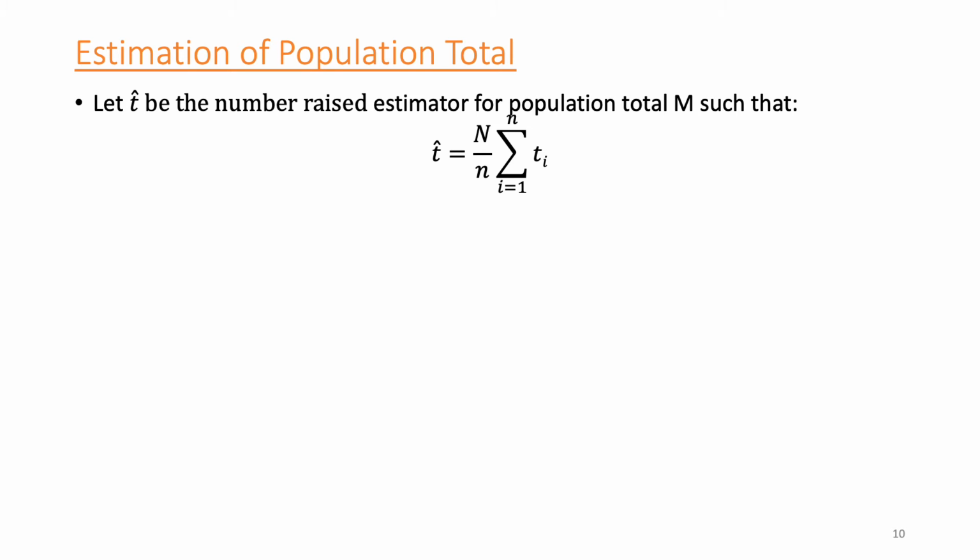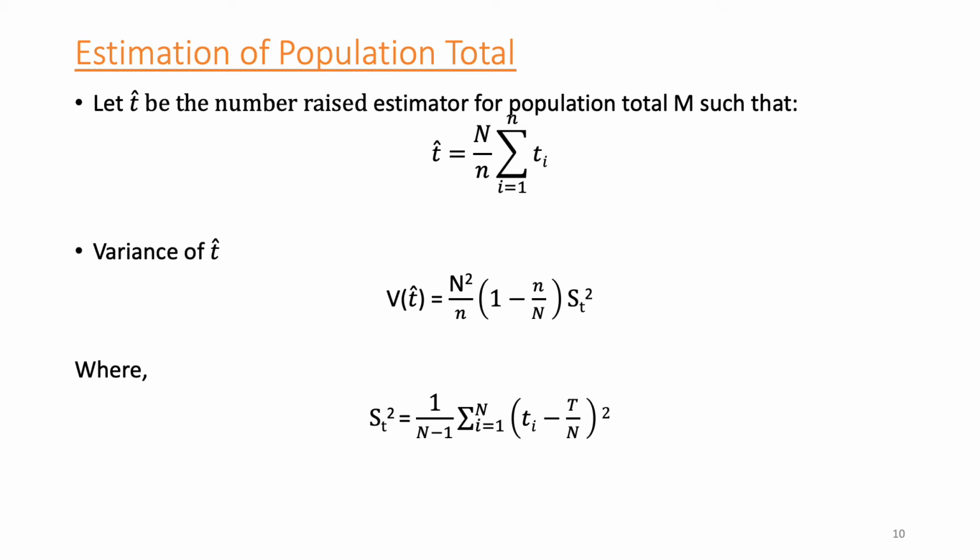To get the estimation of the population total, suppose T hat is the unbiased estimator of the population total, such that T hat is equal to capital N upon small n multiplied by the summation of ti, where small ti is equal to the total of the ith sampled cluster. And then the variance of T hat is given by this formula, where St square is equal to the population variance, and given by this formula, where capital T upon capital N is equal to the population mean, and the standard error of the estimator is just the square root of the variance of the estimator.